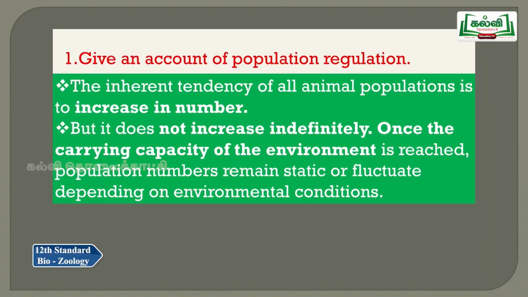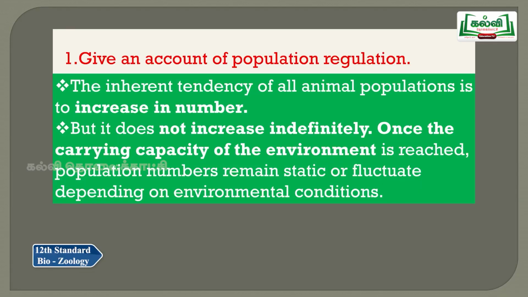Next, let us go to the 5 marks questions. The first question is: give an account of population regulation. Here, the inherent tendency of all animal populations is to increase in number. The main criterion of a population is to increase its progeny, so for that they undergo the reproduction process. They can increase indefinitely, but sometimes that indefinite increase can also come to an end.